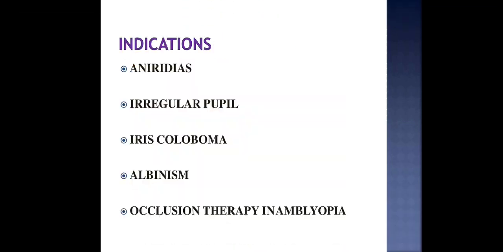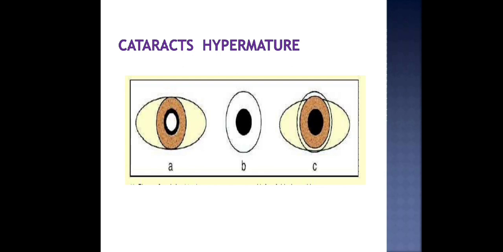Indications include aniridia, irregular pupil, iris coloboma, albinism, and occlusion therapy in amblyopia. As you can see in the image, there is a hypermature cataract. In the A part, you can see the lens is white and opaque, and in the B part we have a cosmetic contact lens, type A, in which the center area is a black pupil, the opaque one. When we go with the contact lens, the white portion of the lens is covered by the black and it looks normal, while the patient cannot see with this eye.